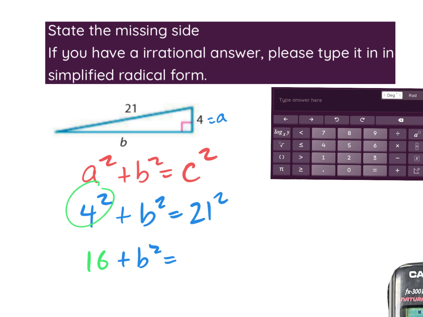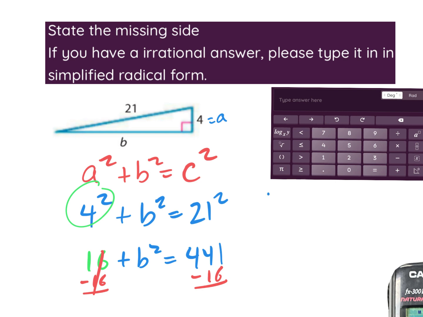So 21 to the second power on a calculator, that'll be 441. Okay, so I still need to solve for b. I need to get b by itself. I don't want the square. I don't want the plus 16. Let's get rid of the plus 16 first by subtracting 16. And what I do to one side, I do to the other side. To be safe, I'm just going to do that on the calculator. 441 take away 16, that's 425.